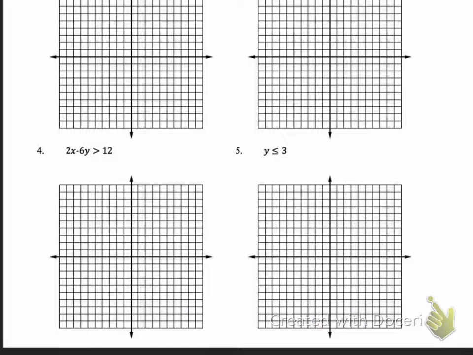Okay, so let's look at number 4. We're going to do that one together. So first off, I have just a greater than, so does that mean it's going to be solid or dashed? Dashed, because it's just a greater than, so that means that it's a dashed line. Secondly, I need to put it into slope-intercept form, which means I need it in the y equals form. So I'm going to move the 2x over. That gives me -6y is greater than -2x plus 12.